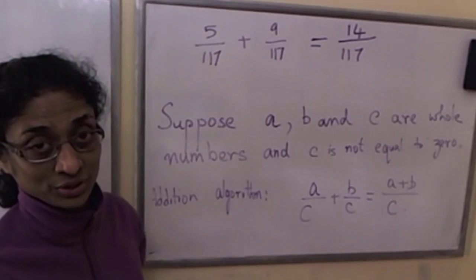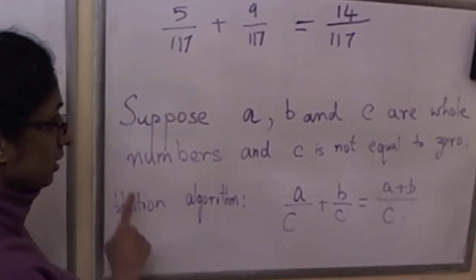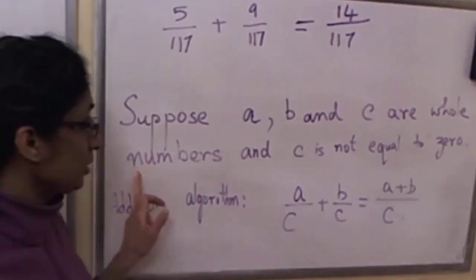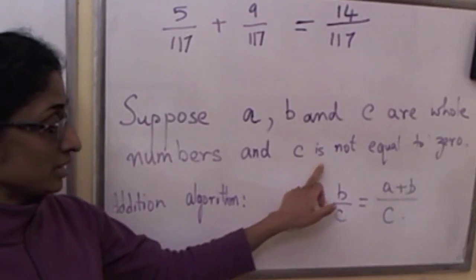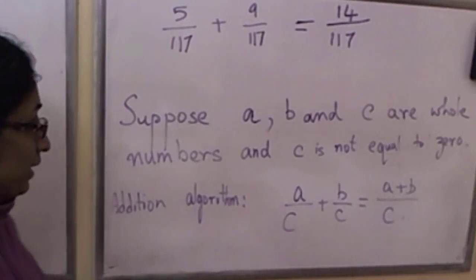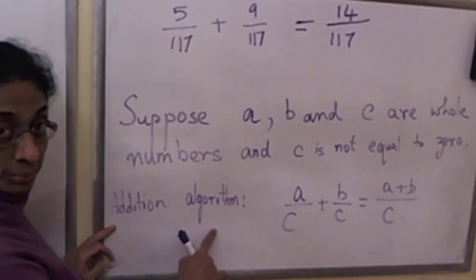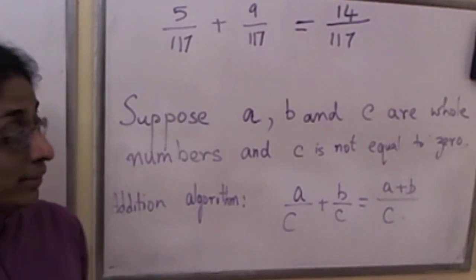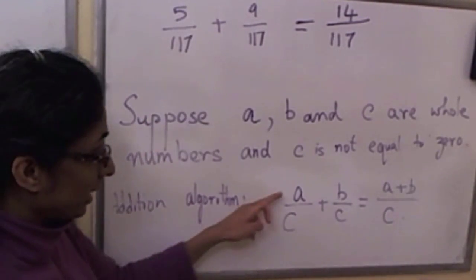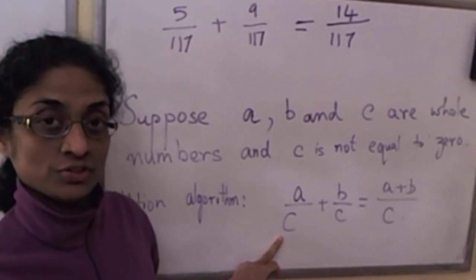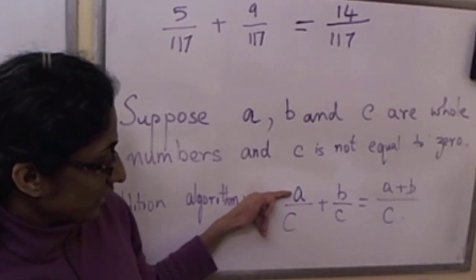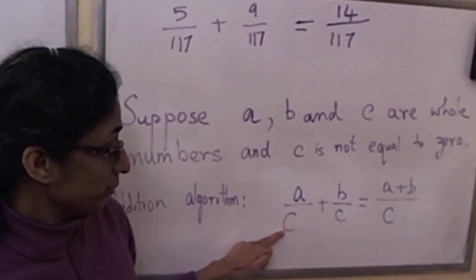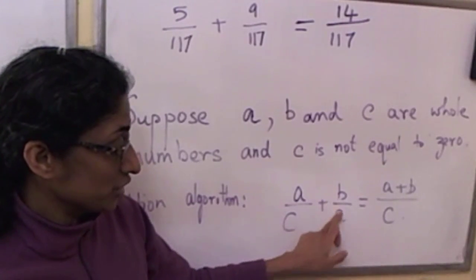So let's read what I have out here. Let's read it together. Suppose A, B, and C are whole numbers and C is not equal to 0. And the addition algorithm, that means the algorithm that tells us how to add fractions of this type, goes as follows. A over C is just a fraction, where A is a whole number and C is any whole number, but it cannot be 0. So C is a non-zero whole number. And add to it another fraction, B over C.